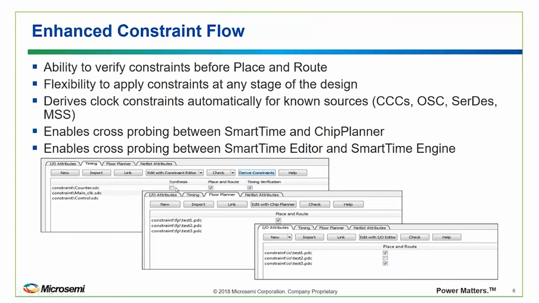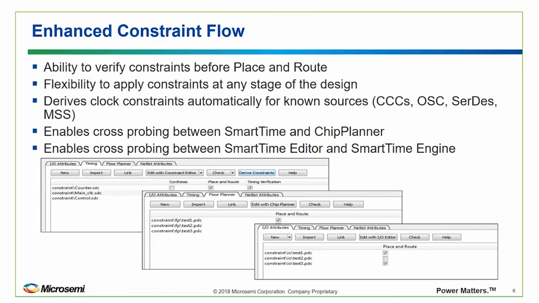And once you've created these constraints, you can specify the tool that you want this constraint to apply to. In the case of timing constraints, it could be synthesis, place and route, or timing verification. You can have a single file that's used for all three purposes, or you could have individual files for each purpose if you wanted to. And here we're showing timing, also some floor planning constraint files with a PDC extension, and then I/O attributes that might be pin assignments as well as drive strength and things like that.